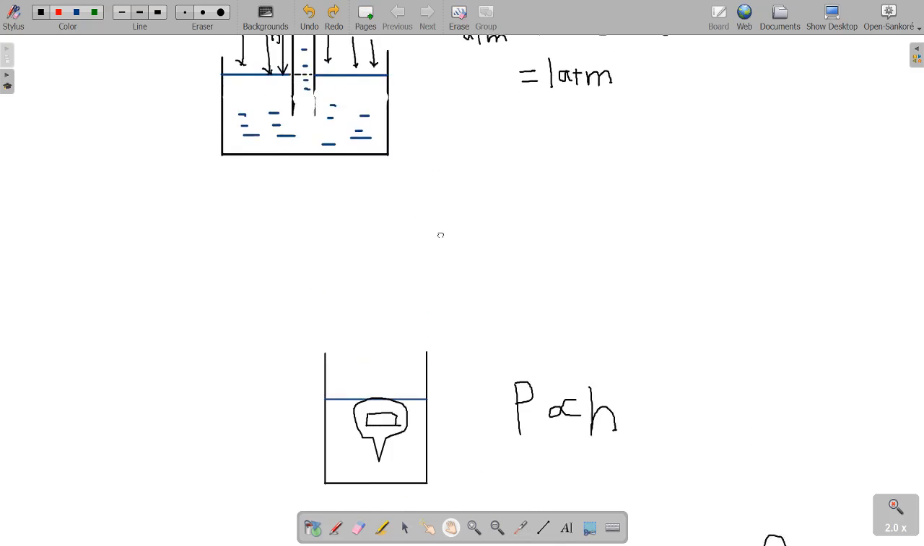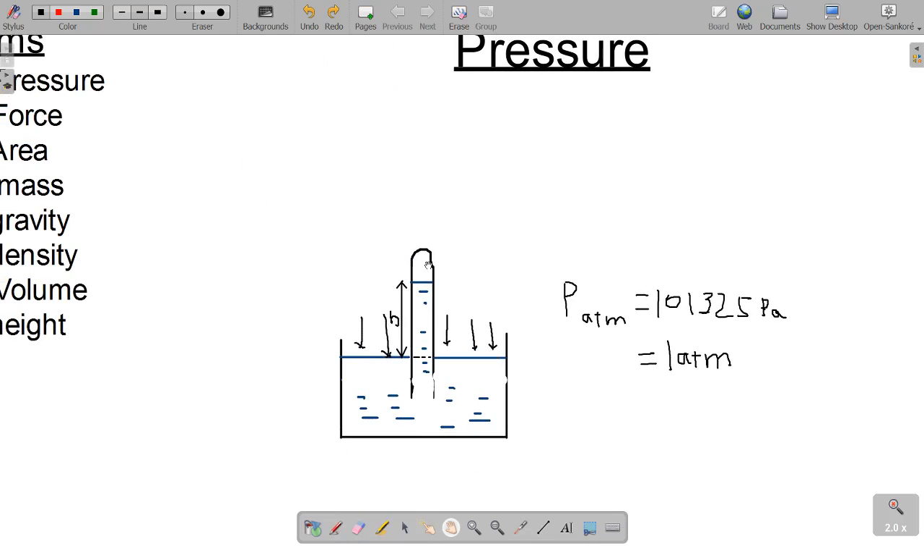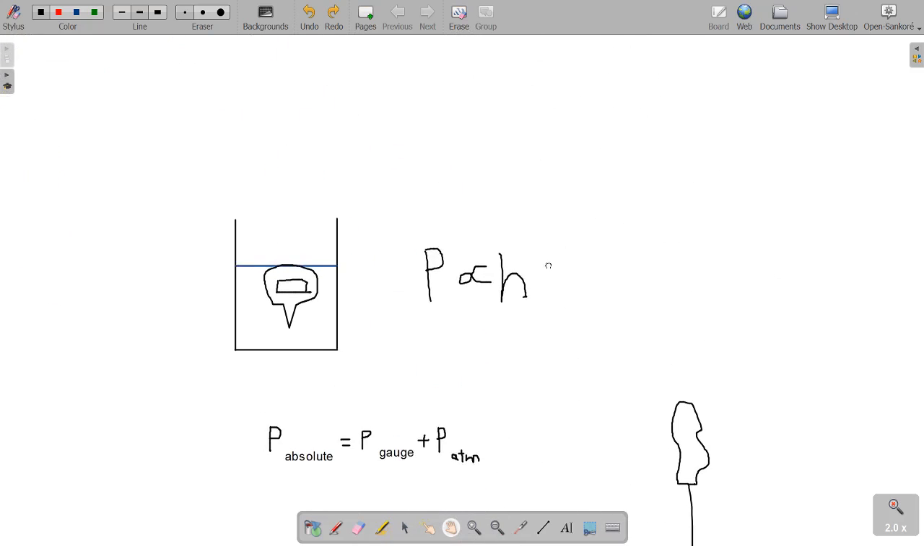The thing to note is that here it's a vacuum, so there's no atmospheric pressure acting. The absolute pressure here is actually just H rho g. At this point, the absolute pressure and the gauge pressure are the same because there's a vacuum, so no atmospheric pressure is acting. But here there's atmospheric pressure, so just take that into account.